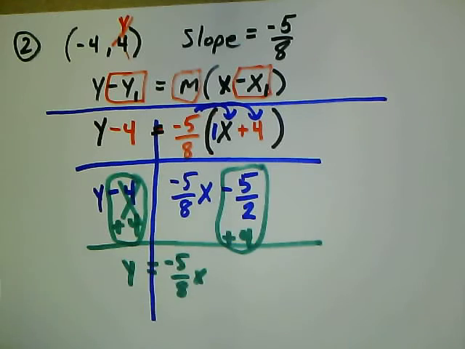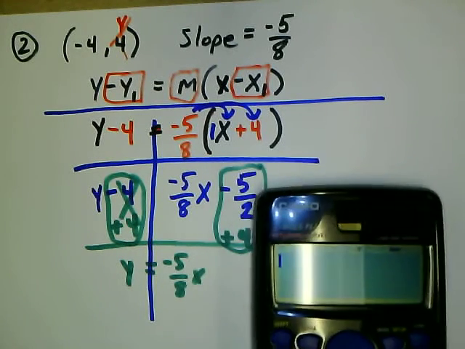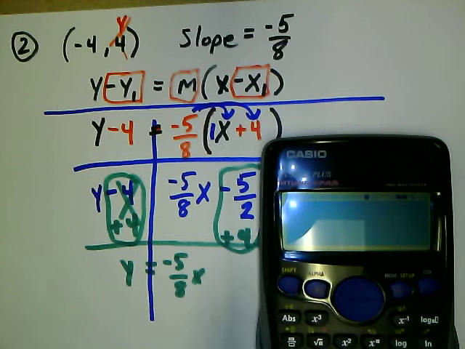All right, so you're going to take your calculator again. I'm trying to get it. There we go. So we want that -5, hit your fraction button.